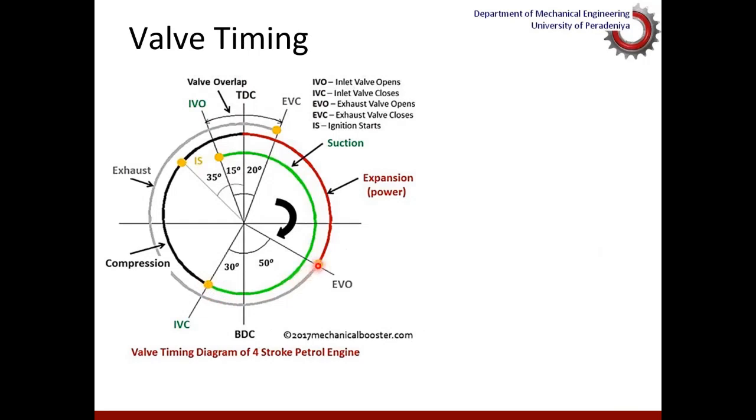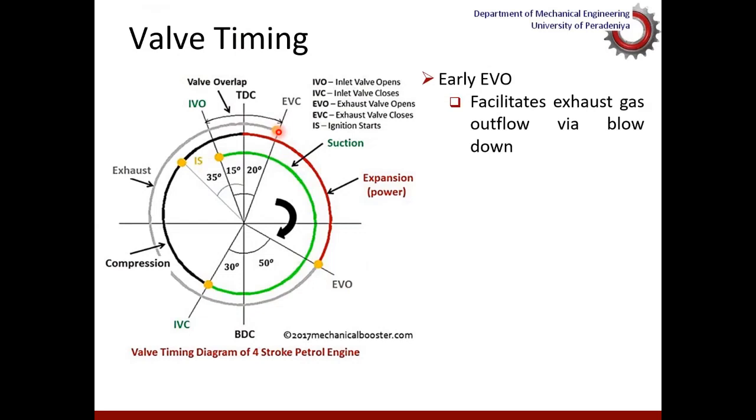Similarly, the exhaust valve opens somewhere in the expansion stroke before the piston reaches the bottom dead center, and the exhaust valve is usually kept open beyond the top dead center. That means the exhaust valve will remain open for some time in the intake of the next cycle. So the reason is that early exhaust valve opening would facilitate the gases to go out efficiently, effectively. That is called blowdown. We will look at gas blowdown later on.